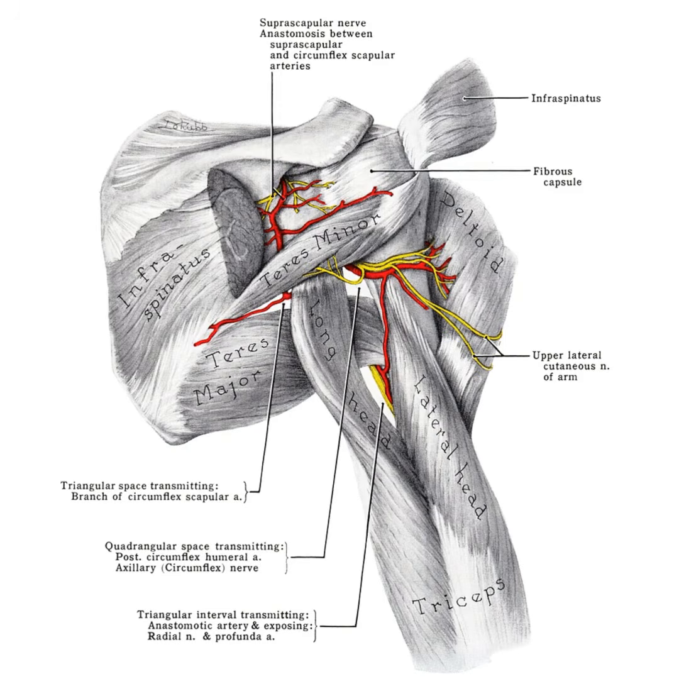Inferior to the quadrangular space lies the triangular interval, which is an anatomical gateway located between the lateral and long heads of the triceps brachii and the shaft of the humerus. Its superior border is the teres major muscle. This interval is the conduit for the radial nerve and the profunda brachii artery as they travel from the axilla to the spiral groove of the humerus.